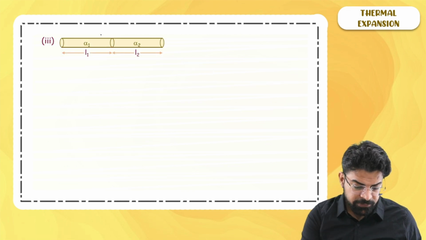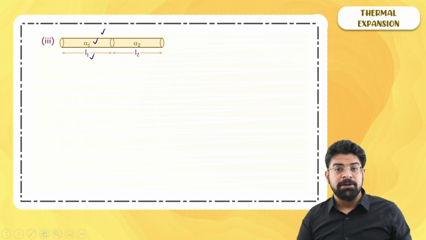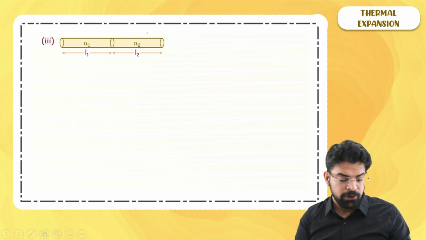Third case, if you have got two rods, the left rod having a length L1 and coefficient of linear expansion alpha 1, the second rod having a length L2 and a coefficient of linear expansion alpha 2.